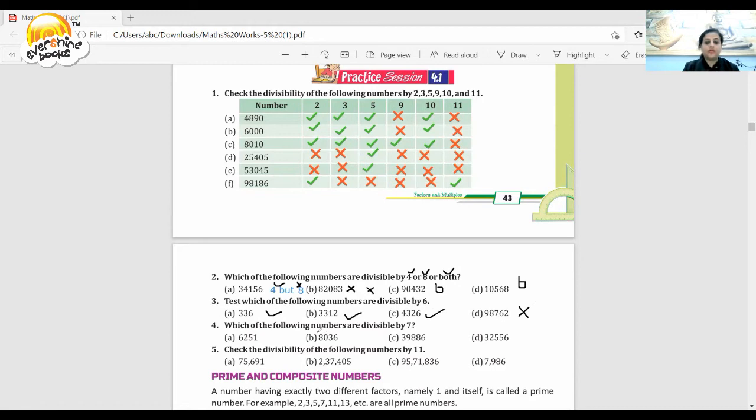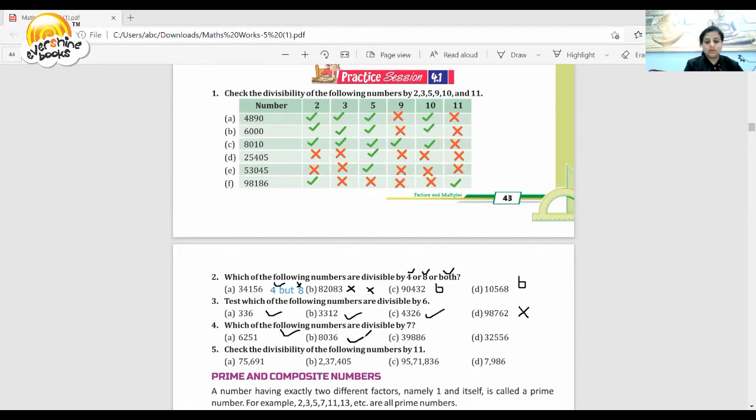Next is, which of the following numbers are divisible by 7? So for 7, we will write like this: 6251. There are certain rules to be followed to check the divisibility by the number itself. So in this case, we have to follow certain rules. In that, 6251 is totally divisible by 7.